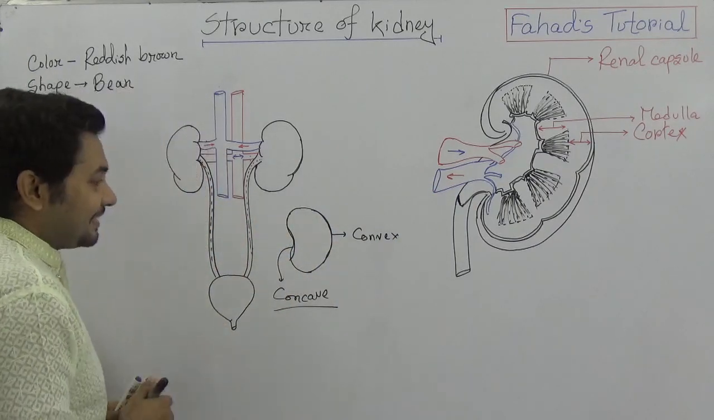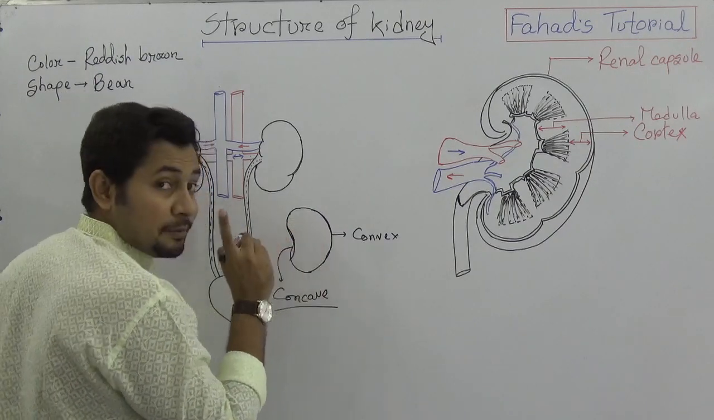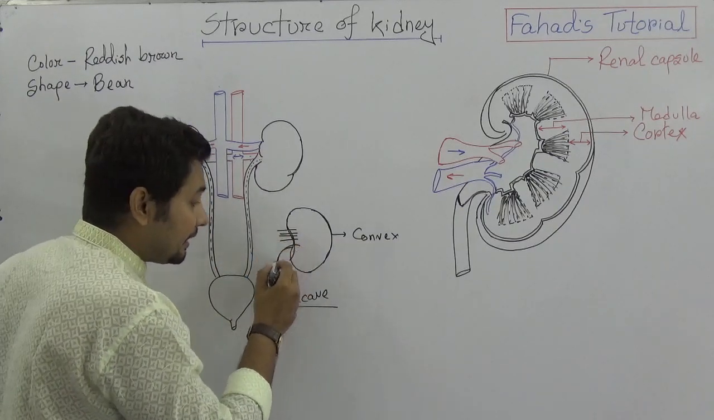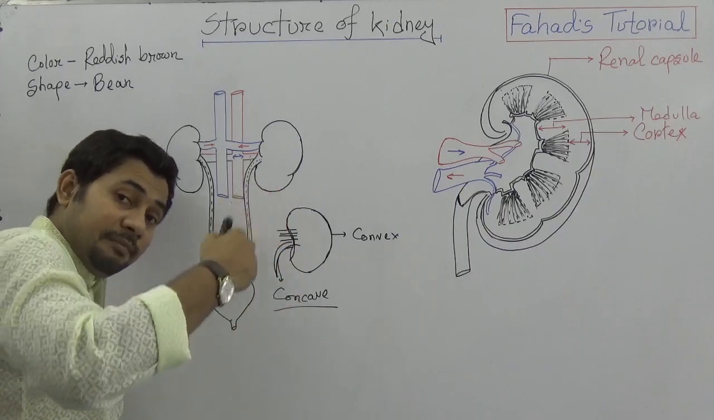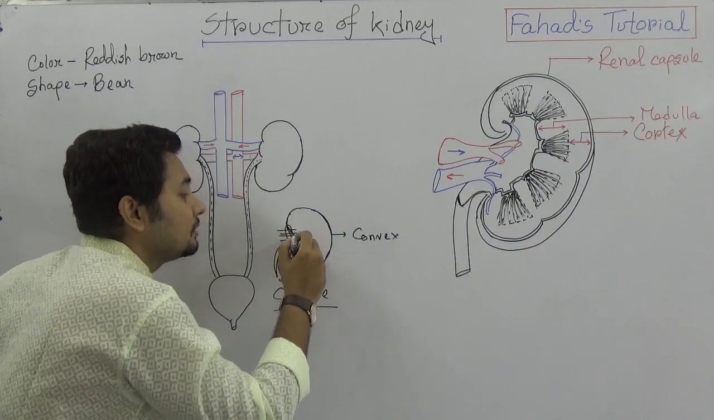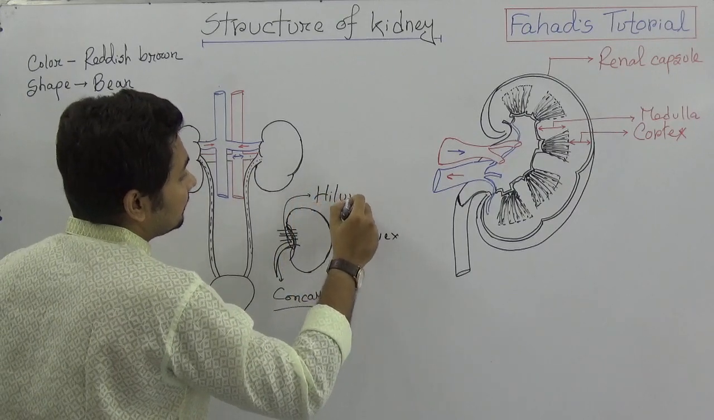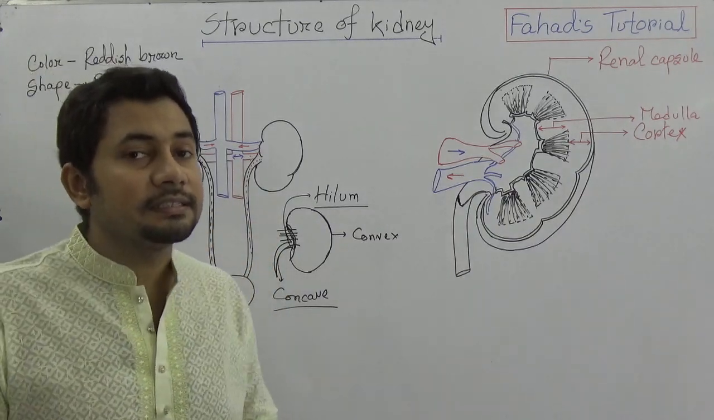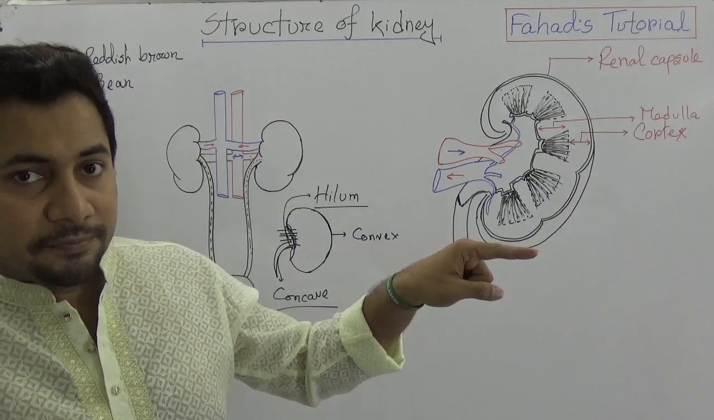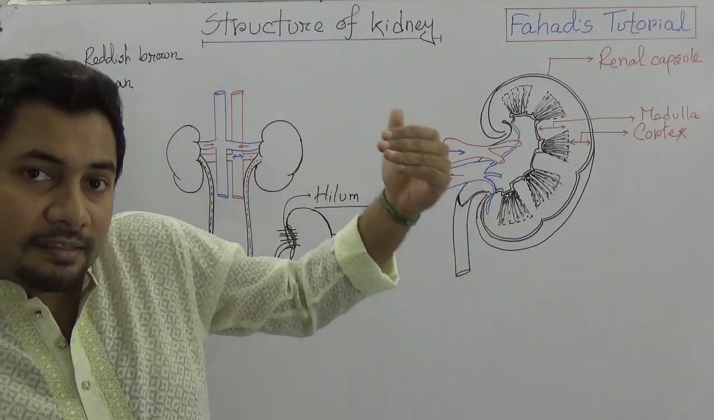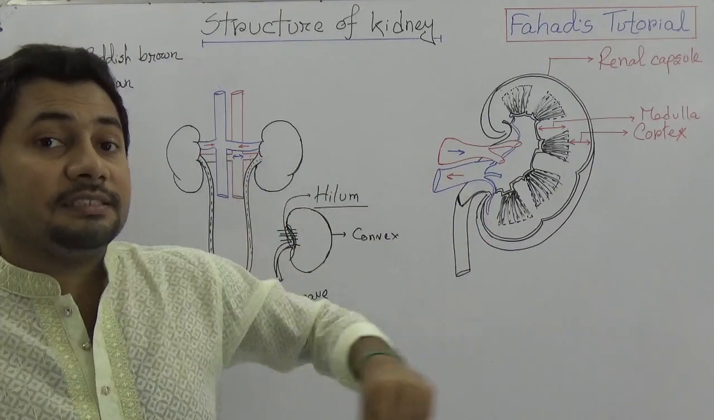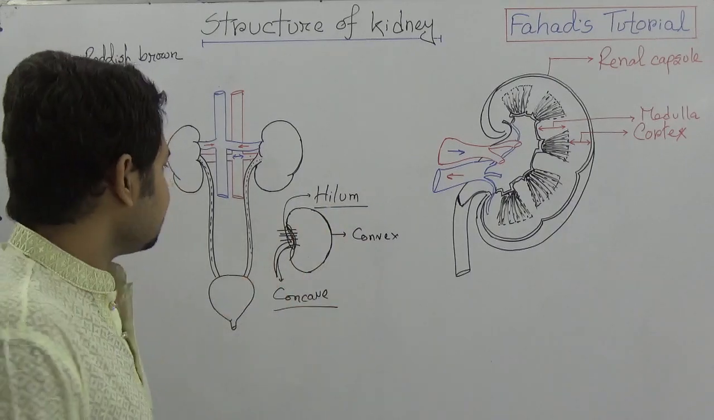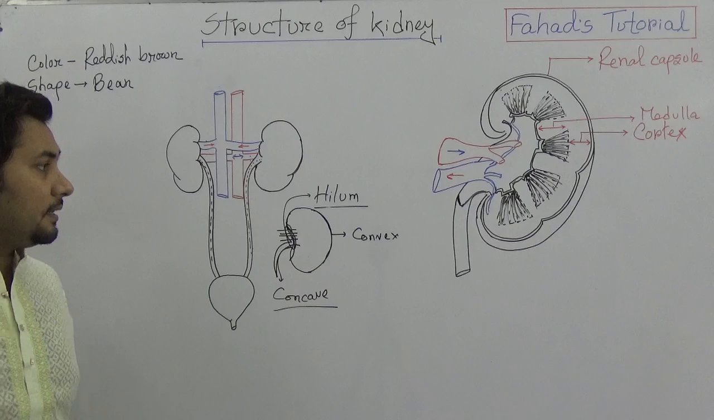You must note that this concave part, where the renal artery is entering, the renal vein and the ureter are coming out, is known as the hilum. So the concave part of the kidney where the renal artery enters and the renal vein and ureter come out is known as the hilum, or you can say hilus. Okay, this is simply understandable.